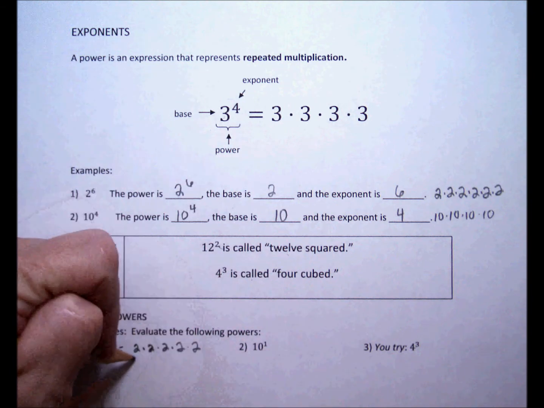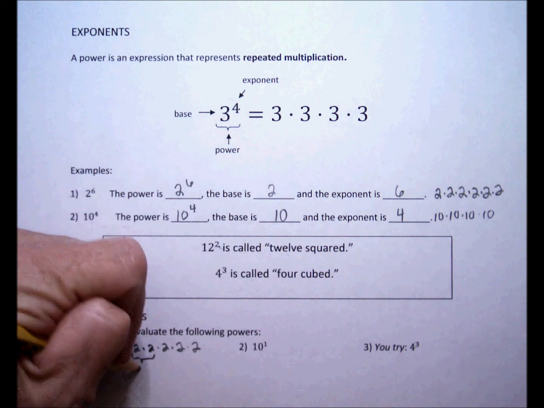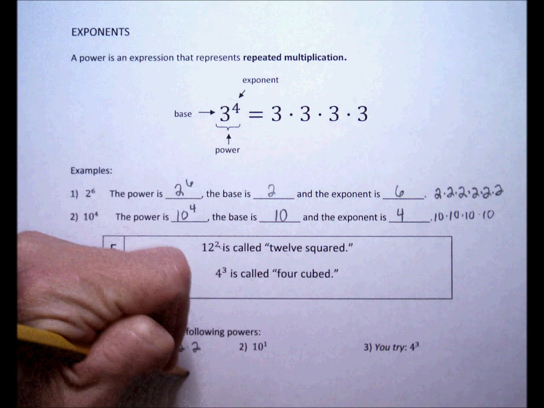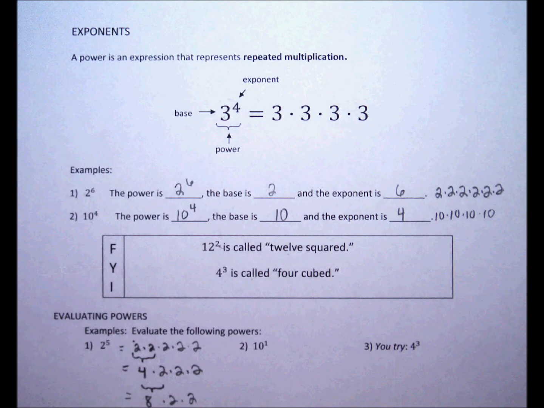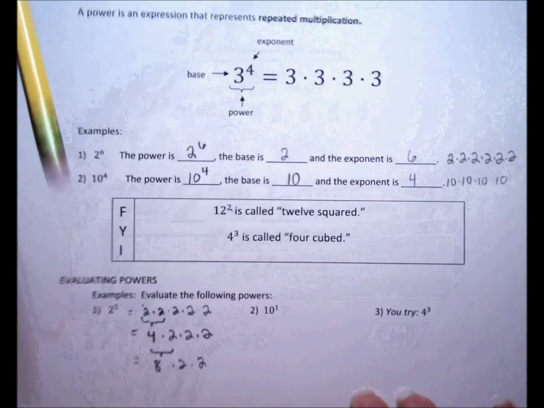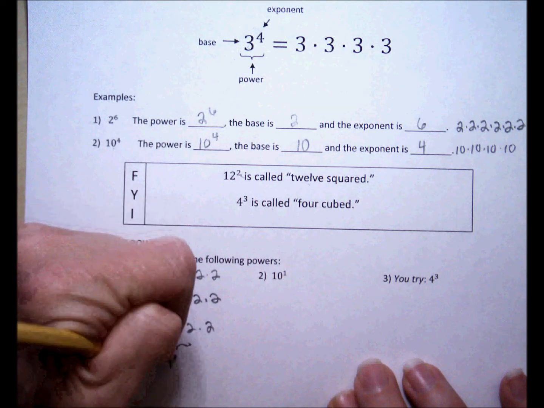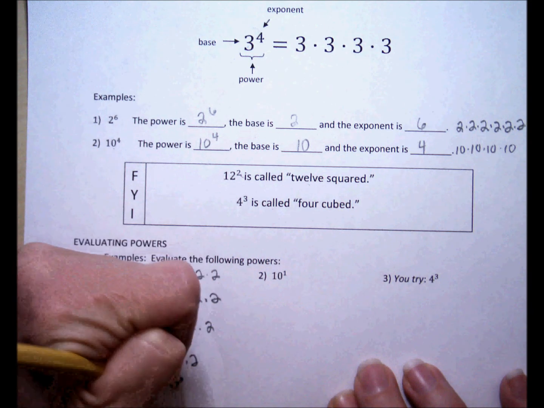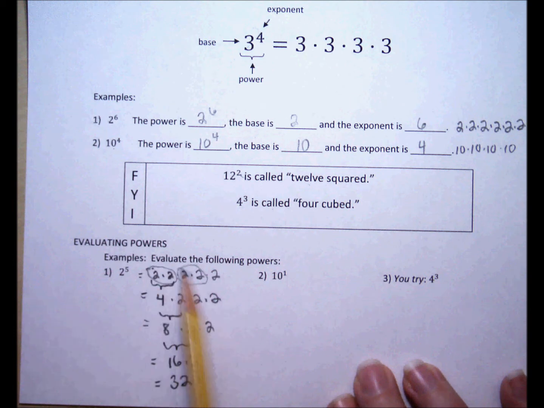So 2 to the 5th is 2 times 2 times 2 times 2 times 2. There are 5 2's there. Now, you can work from left to right. If you evaluate the first multiplication first, 2 times 2 gives you 4 times 2 times 2 times 2. Then I can evaluate my 4 times 2. That leaves 8 times 2 times 2. And then I can evaluate my 8 times 2, 16 times 2, and that gives me 32.